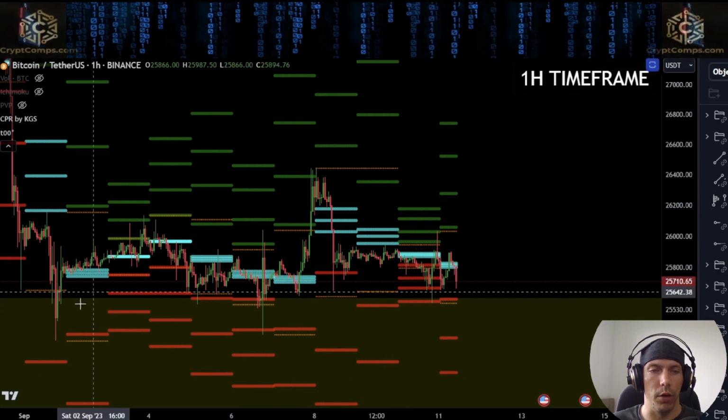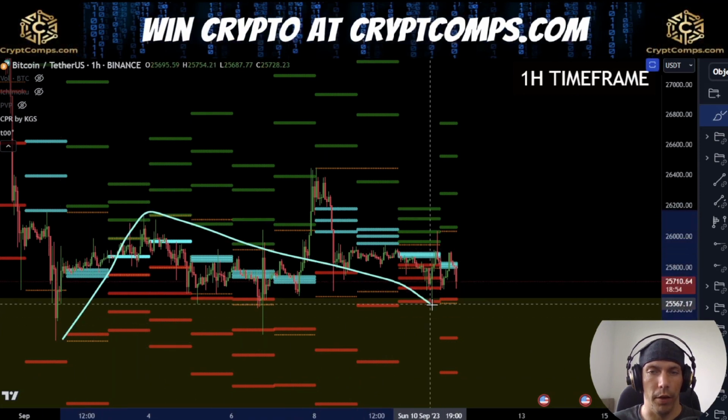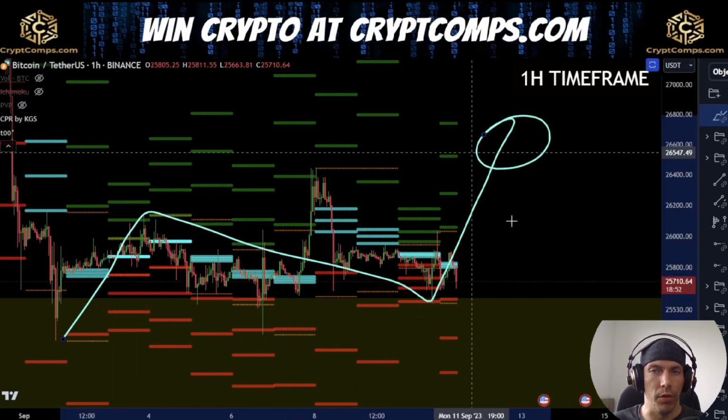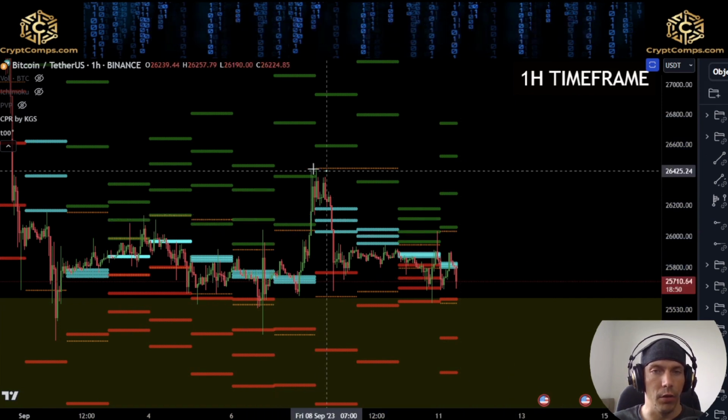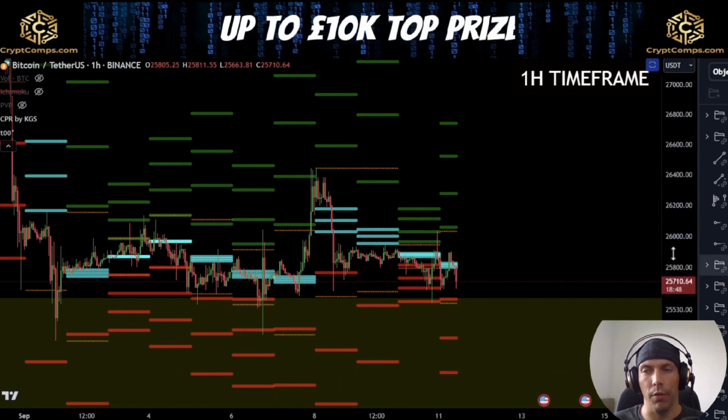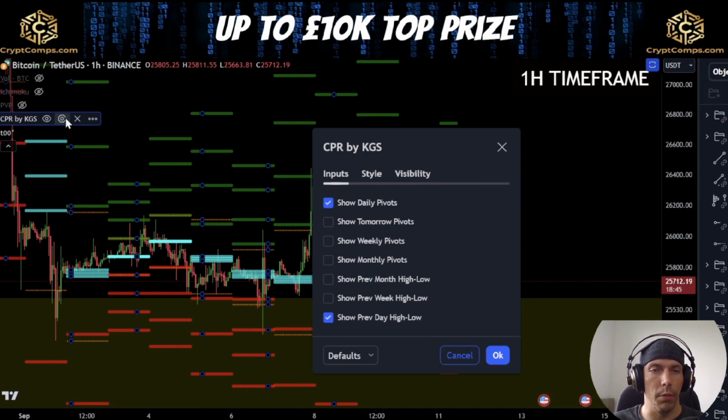Now, this would align more with the idea that we have something like this as A, B, and C. We see a little bit of a rally, but like I said, until we actually take these highs here, we need to be careful of that more bearish idea playing out.